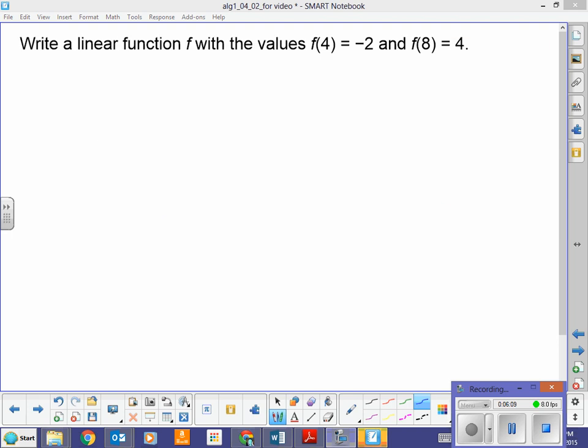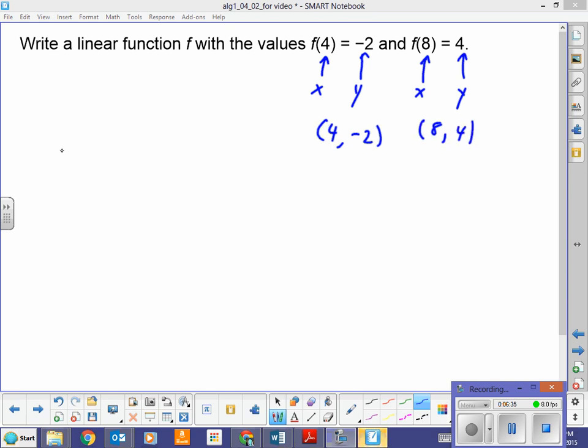Now we want to write a linear function. Now we're going back to function notation once again. The values inside the parentheses are our x values, our inputs, and the whole thing is our outputs. So these are our y values. So I essentially have 2 points here. I have (4, -2) and (8, 4).